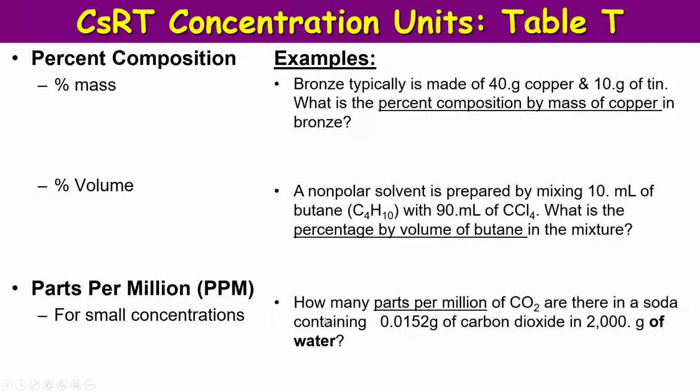The next formula we want to talk about is percent composition. And let's start with percent composition by mass and look at a practice problem like this. It says bronze is typically made of 40 grams of copper and 10 grams of tin. So bronze is a mixture. It's a physical blending of these. It's an alloy. What is the percent comp by mass of copper in bronze?